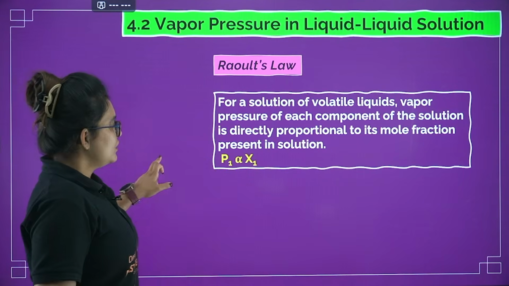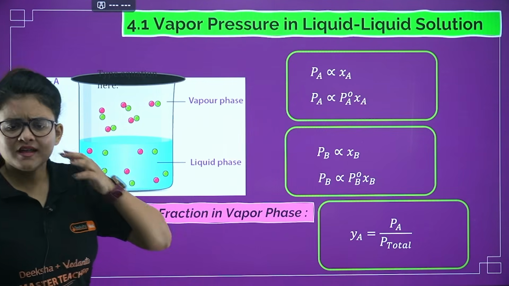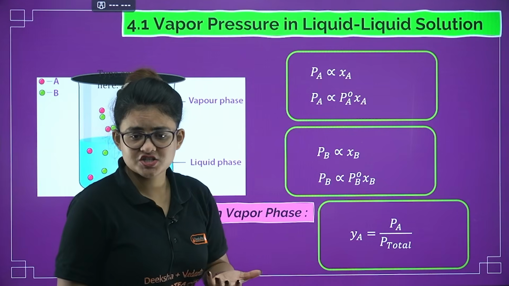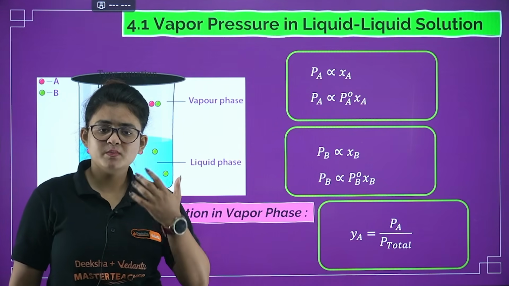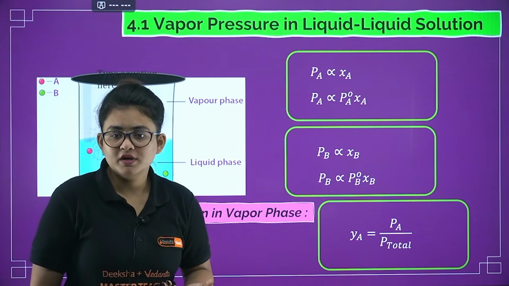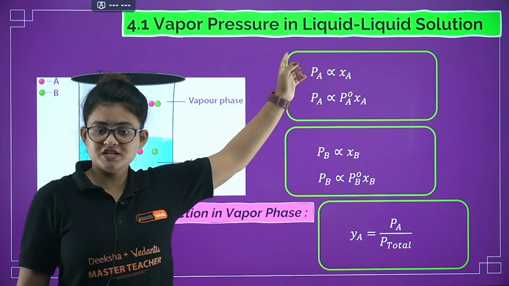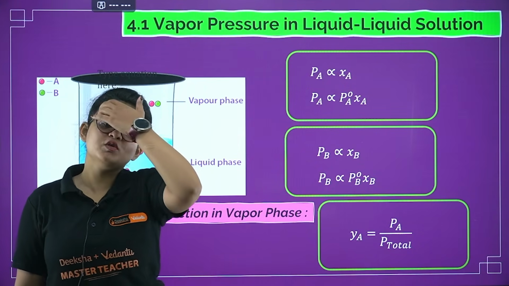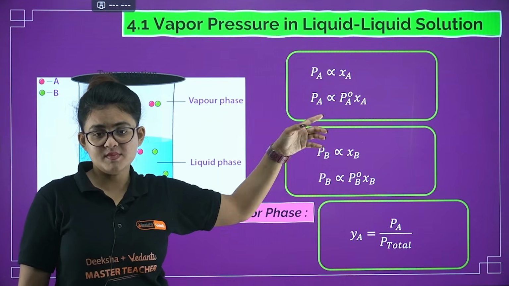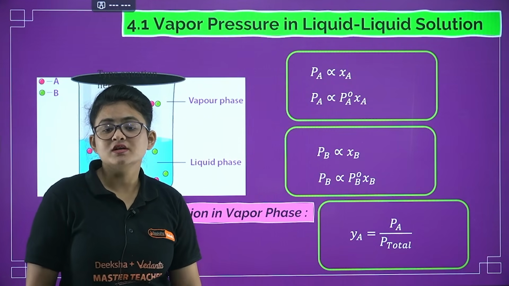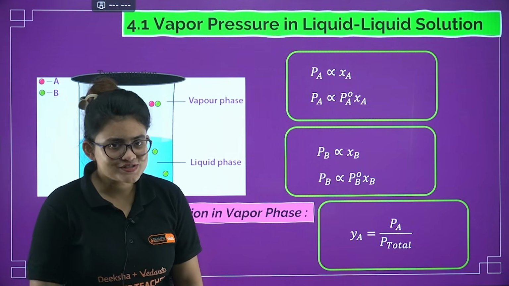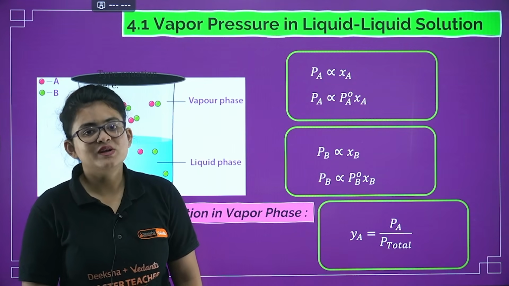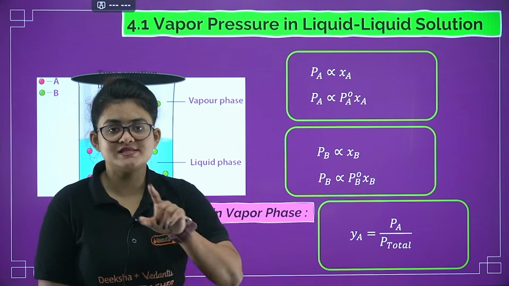Okay, so let's proceed. Let's say we are having a binary mixture A and B, both of them volatile liquids. So the pressure of A is directly proportional to the mole fraction of A. Now if you remove the proportionality sign, there will come a constant. Here the constant that we are using is the pressure of that particular liquid in its pure state.